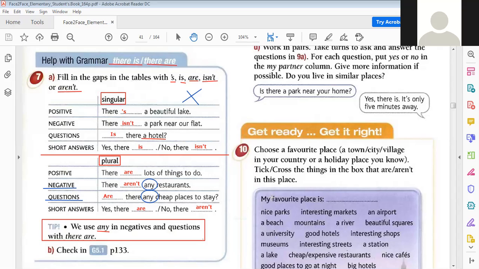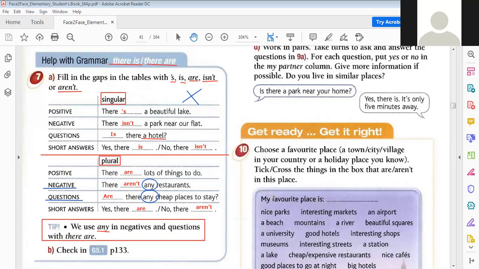No, if it's singular, you say a. If you want to ask, is there a house near here? Is there a house near here? For example. Yes. If you want to use any, it has to be plural.